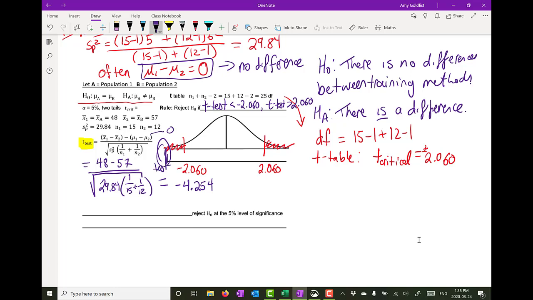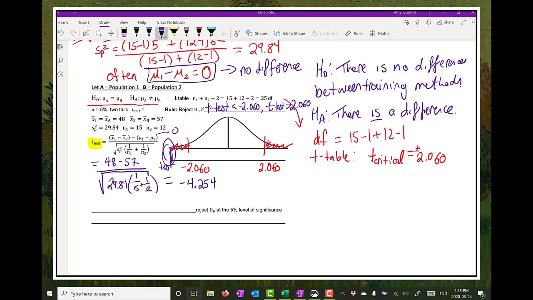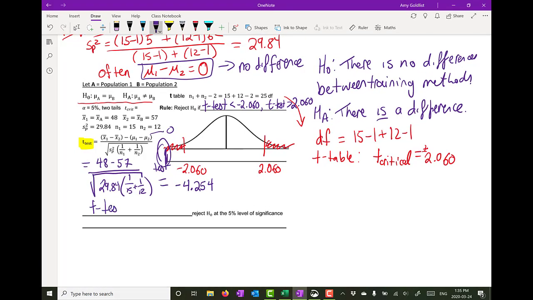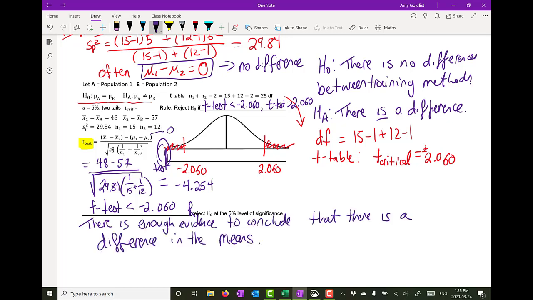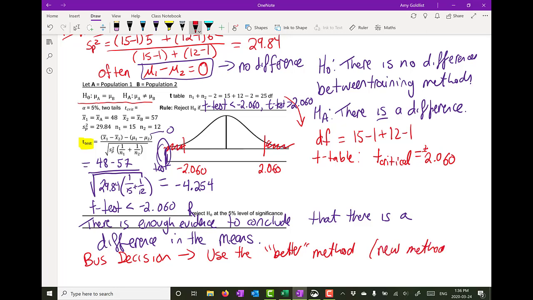So it's in the rejection zone, so we are going to reject. The t-test statistic is less than negative 2.060. So we are going to reject H0 at the 5% level. There is enough evidence to conclude that there is a difference. Now we get to make our business decision. A business decision here would be to use the better method. In that case, that's going to be the new method because the test scores are higher on that one. So we're looking for what is better here.